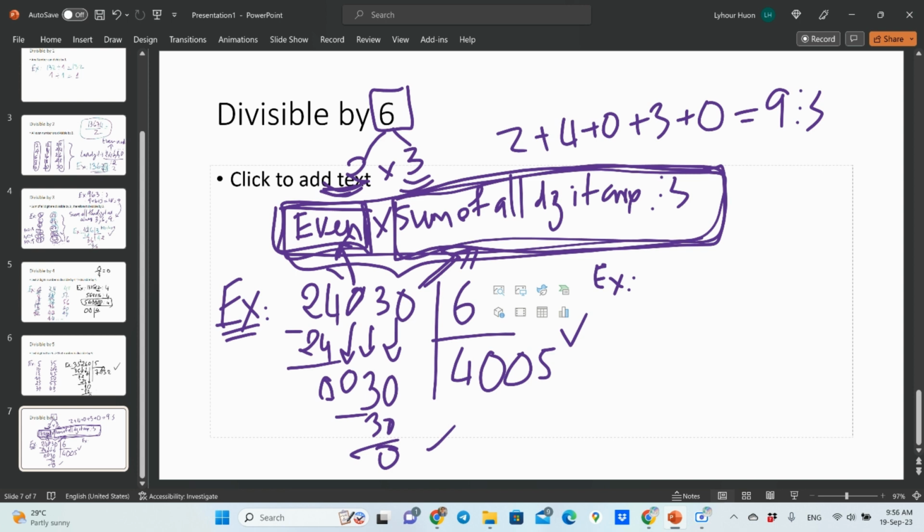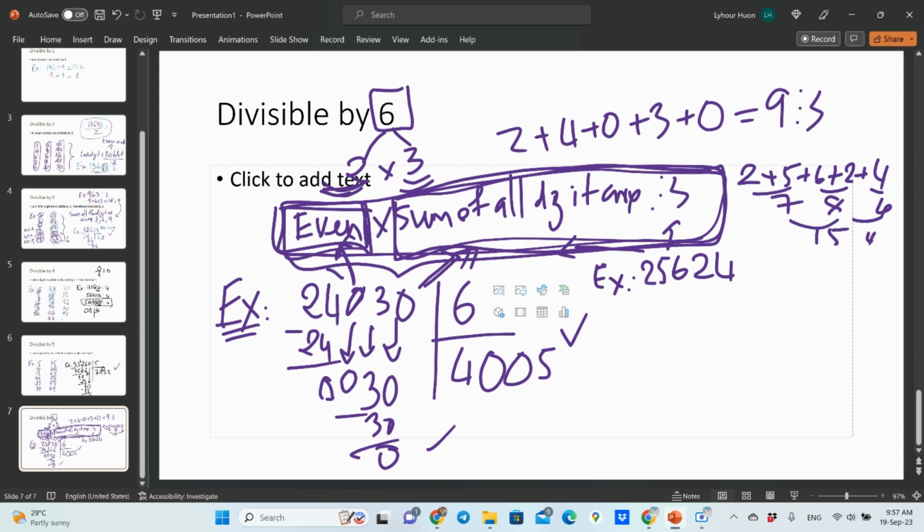Even, 25,000. 624. Okay, so first of all, it's an even number, correct? And the sum of all the digits will be 2 plus 5 plus 6 plus 2 plus 4, which is 7, 13, 15, plus 4 is 19. 19, will this be divisible by 3?